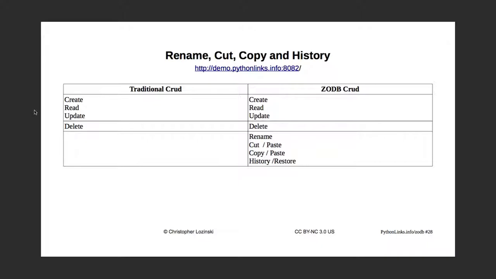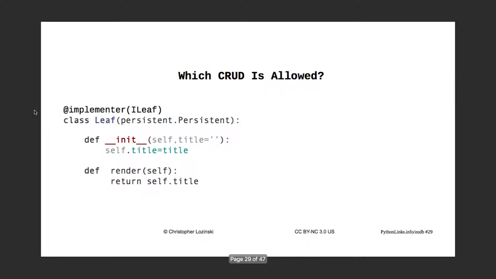Okay, so delete is easy, but what happens in graph databases, and particularly in the ZODB, is you get this whole other range of CRUD. It's what I call ZODB extended CRUD. You can rename your objects, cut and paste them, copy and paste them, and do history and restore on them. This is not part of relational databases. This is graph databases, and in particular, version graph databases. So the question is, which of these CRUD methods can we do on which objects?